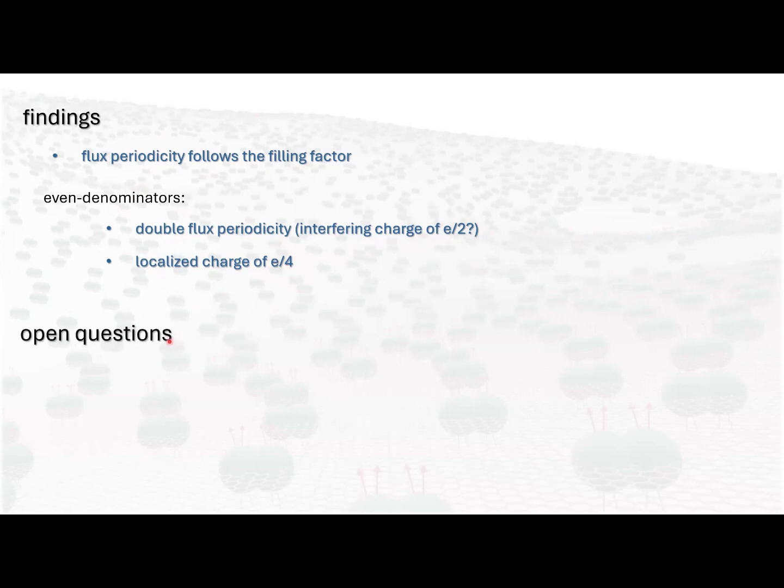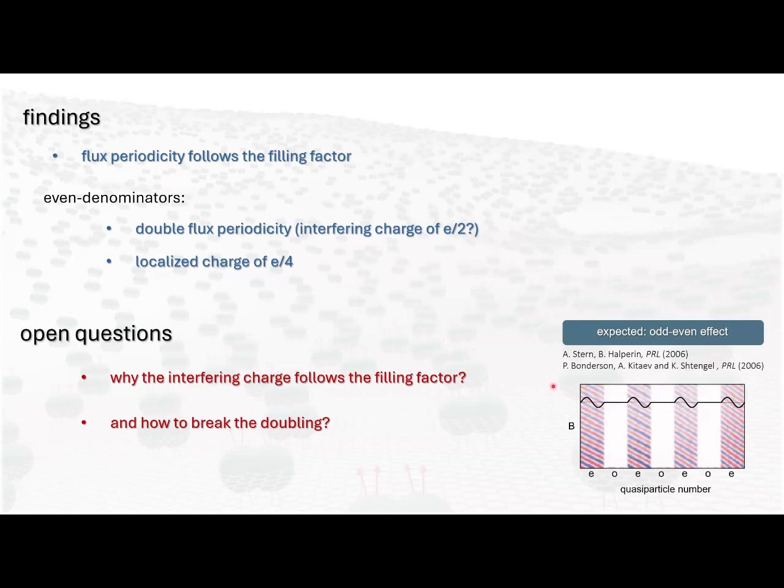Now, what are the open questions? Of course, the open question is why the interfering charge follows the filling factor, and more importantly, how to break this doubling, okay? By the way, one thing which is very interesting is Moti's work on optical Mach-Zehnder. And the reason, of course, that we want to break this doubling is to go to the even-odd effect and actually try to braid non-abelian anyons.